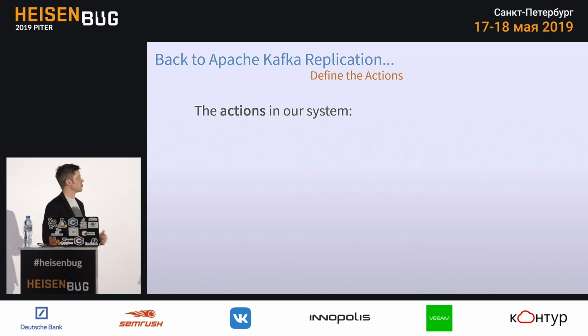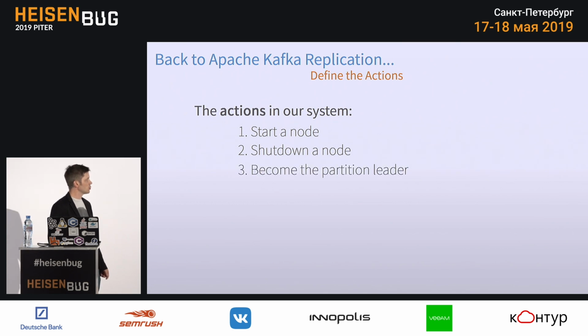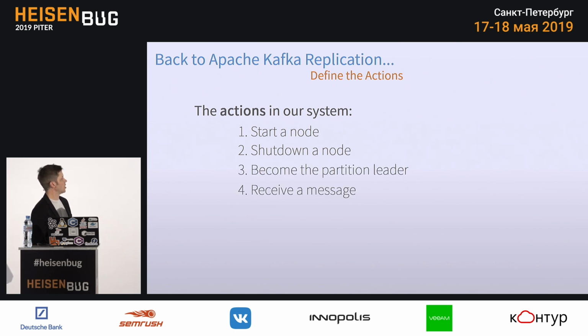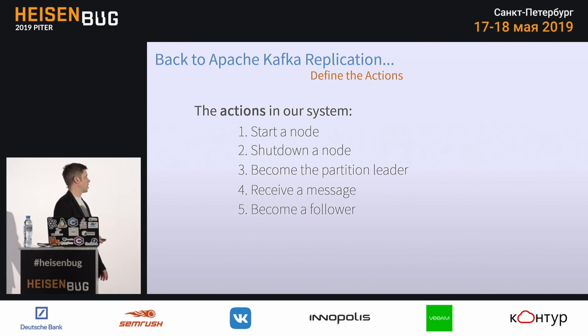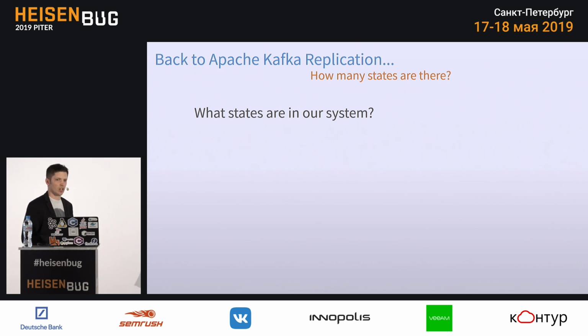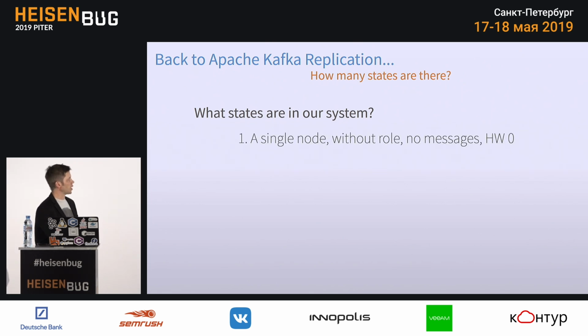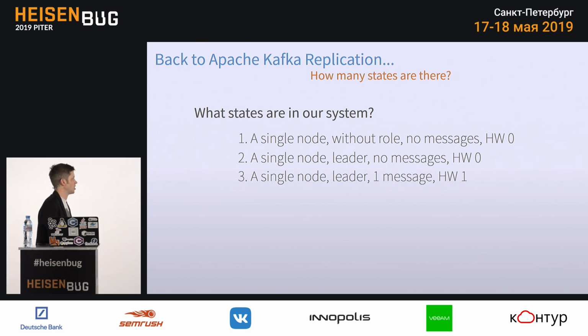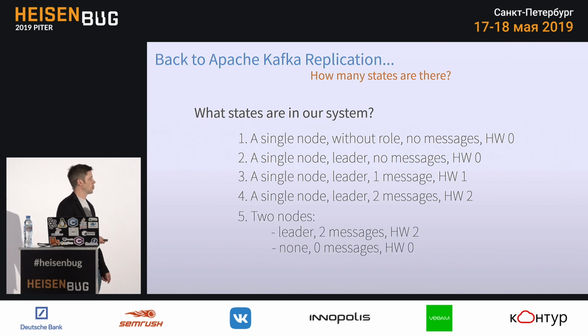So what kind of actions do we have in our system? Well, we can start a node. We can shut down a node. We can become the partition leader. We can receive a message. A node can become a follower. A follower can send a fetch request, and a leader can send a fetch response. So what states are in our system? One state would be that we have a single node without a role with no messages. Another state would be that we have a single node that's leader with no messages. Another state is that we have a leader with one message and the high watermark is 1. And another state is that we have 2 messages, and so on.